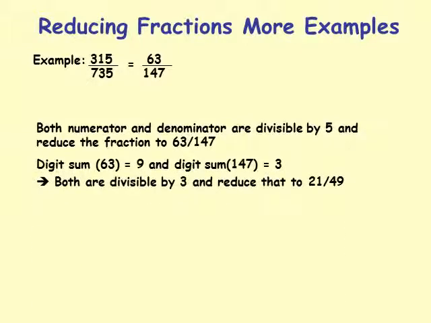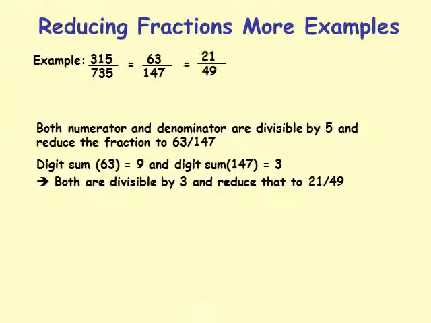Now let's see what happened here. Digit sum of 63 is 9, and digit sum of 147 is 3. Both are divisible by 3, so we're going to divide both by 3, and then 63 by 3 gives 21 and 147 by 3, we get 21 over 49.